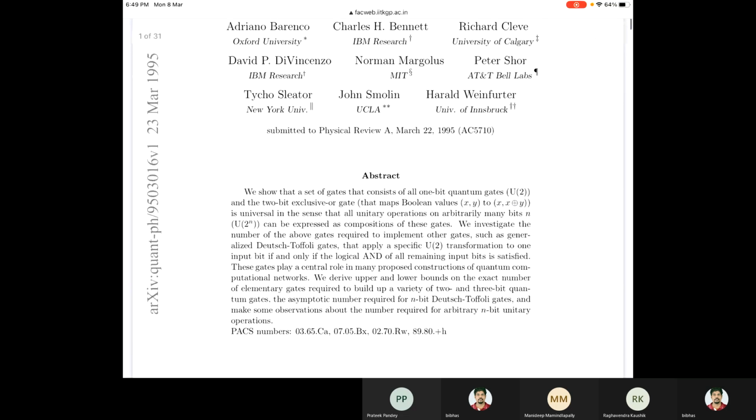This is the paper where they discuss how U to the power n, meaning a unitary matrix of order 2 to the power n by 2 to the power n, can be decomposed, can be written as a product of some rotations, that I'll be using for proving that the CNOT gate and the 1 qubit gates are universal gates, let's say. So this decomposition will be used there.